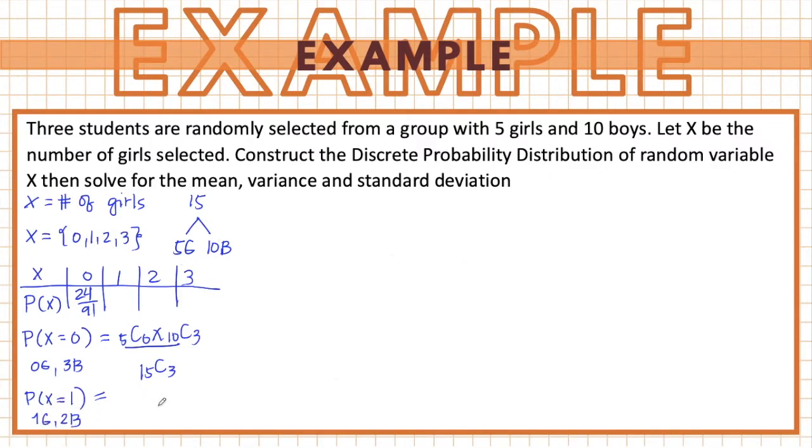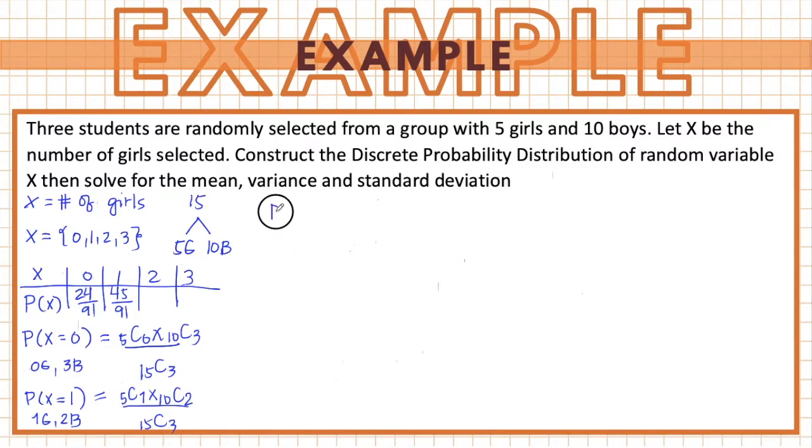Okay? And then our solution for the number of favorable outcomes, we will be getting 1 from the girls. So that will be 5 choose 1 times 2 from the boys. So that will be 10 choose 2, over, again, the number of all possible outcomes, just like in the previous probability, that's 15 choose 3. And then when we compute for this, it is 45 over 91.